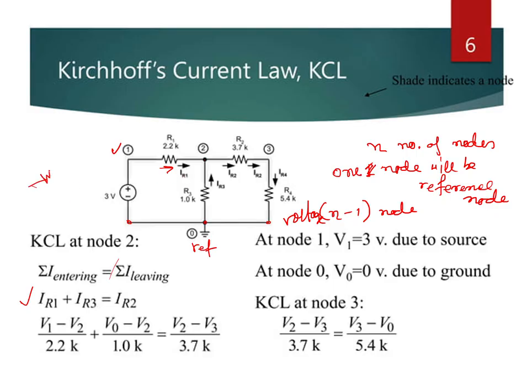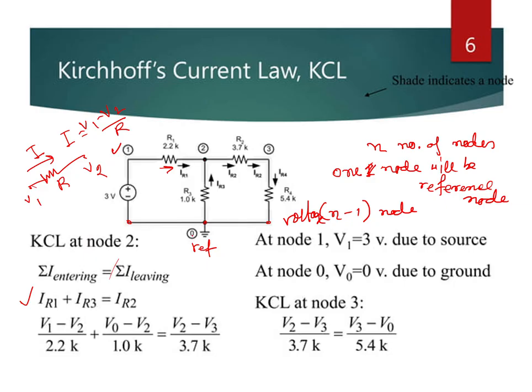Suppose this is a resistor, this is voltage V1, this is V2, this is resistance R, and this is current I. We know current flows from high potential to low potential. So I can write I equals (V1 minus V2) by R. So here IR1 equals (V1 minus V2) by 2.2 kilo ohm, the voltage at node 1 minus the voltage at node 2. Plus, what is IR3?